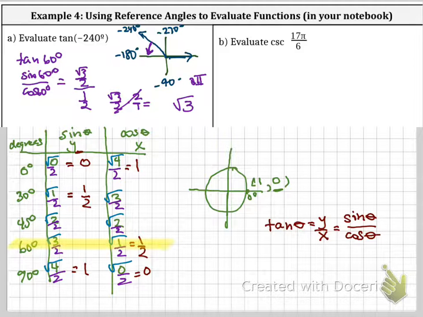Now again, we have to take a look at what quadrant it is in. So remember A, S, T, C. We're looking at tangent of 60 degrees, and we're in quadrant 2. So tangent is negative. The only one that's positive is sine. So that's how you do that problem.